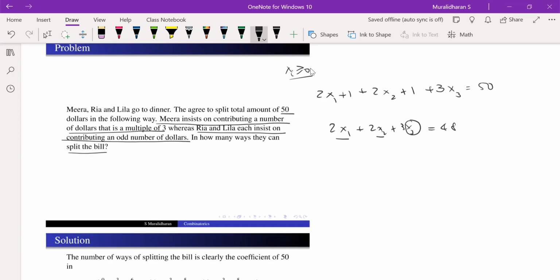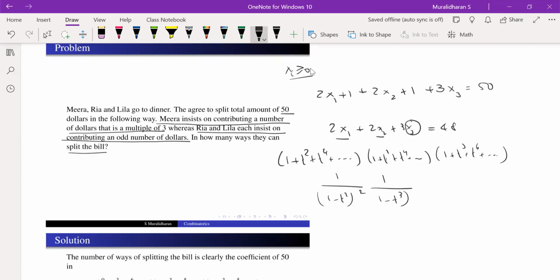Okay. Right. So I have 2x1 plus 2x2 plus 3x3 is 48. So this will be the coefficient of t power 48 in 1 plus t square plus t power 4 etc. into 1 plus t square plus t power 4 etc. into 1 plus t cubed plus t power 6 etc. So this is 1 by 1 minus t square whole square into 1 by 1 minus t cubed. Correct? So this is the same as 1 minus t cubed power minus 1 into 1 minus t square whole power minus 2.